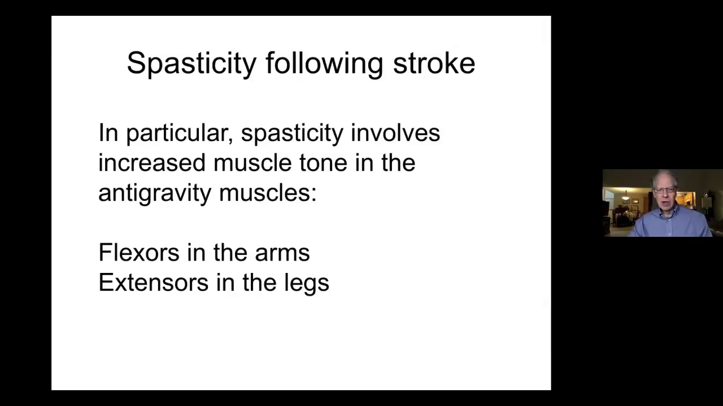Now, if you think about this, gravity tends to pull you down, pulls your arms down and your legs down. So what muscle counteracts the effect of gravity in your arms? That would be the flexor. If you flex your arm, you're moving it upwards. And it is that muscle that is tightened during spasticity. On the other hand, gravity pulls your legs down. So gravity tends to try to make your legs flex, so you're closer to the floor. And you counteract that by extending your legs, so they're straight.